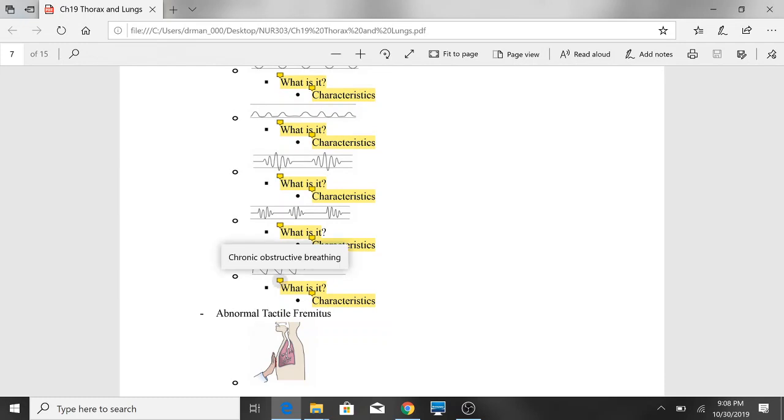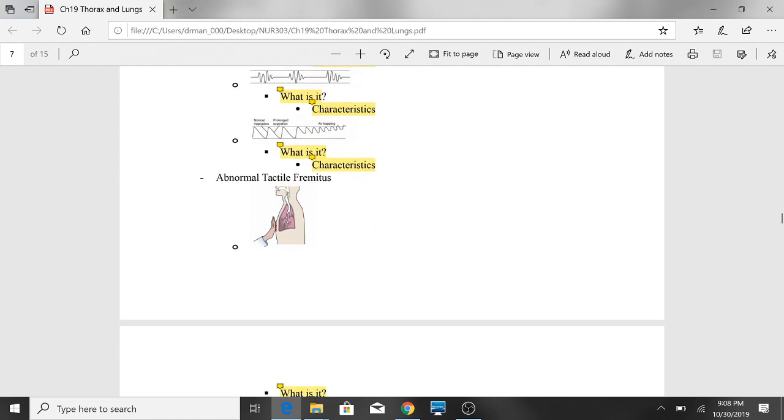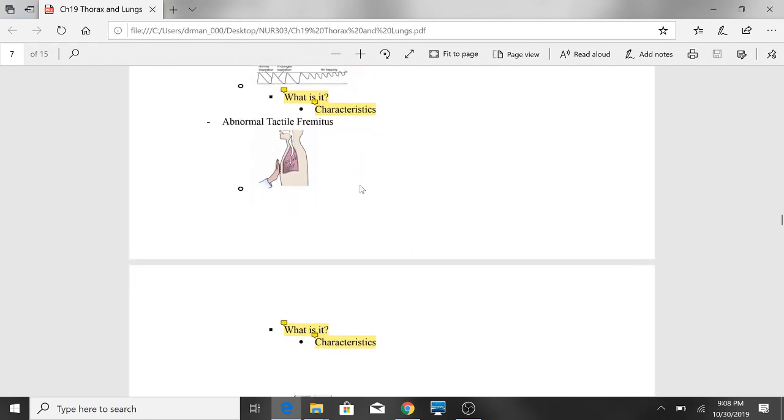Chronic obstructive breathing. What do you think the characteristics are? Normal inspiration, prolonged expiration. Bingo. Now look at some abnormal tactile fremitus.